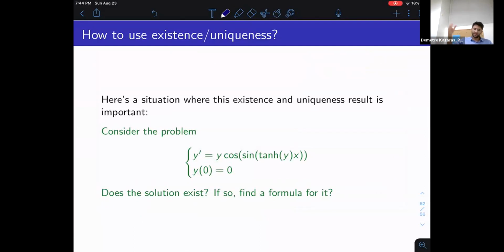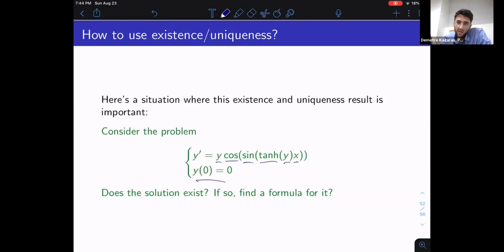So, let's consider this absolutely terrible differential equation. The right-hand side is almost unintelligible. It's y times cosine of sine of hyperbolic tangent. Maybe you don't even know what that one is, but it's not so exotic; it involves exponential functions. Anyways, of y times x, you've got the x trapped in here with the hyperbolic tangent, taking sine of that. Anyways, the right-hand side is a mess. And then you want this initial condition, y of 0 is equal to 0.